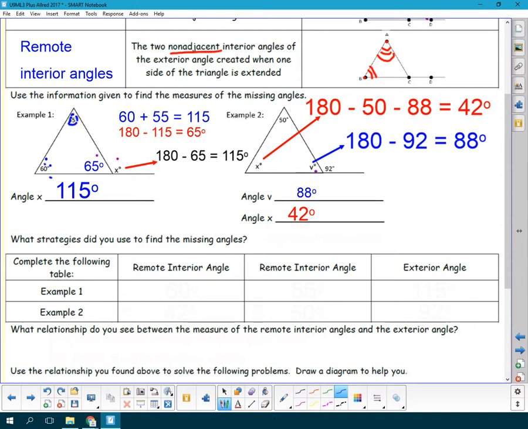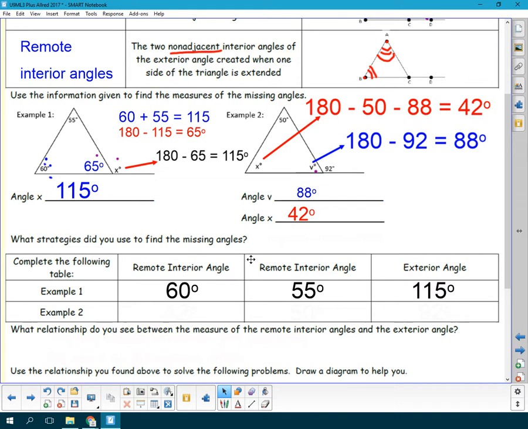They're not adjacent to the exterior angle. Their measurements are 60 and 55, like we said already. And the exterior angle there, which we solved ourselves using rules we already know, was 115 degrees.